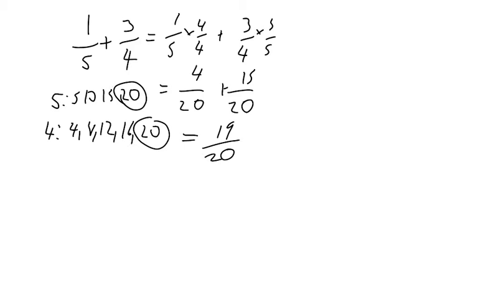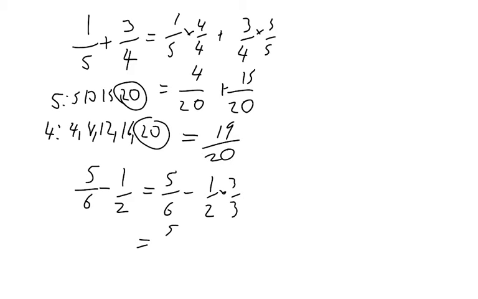Subtraction, if I had 5/6 take a half, we would find the lowest common multiple. In this case, I hope you can see that it's 6, because 2, 4, 6. So that becomes 5/6 take 1/2 times by 3/3 equals 5/6 take 3/6 equals 2/6, because 5 take 3 is 2. Now that can be simplified. They're both even numbers at the numerator and the denominator, so that means they're divisible by 2, which is 1/3.